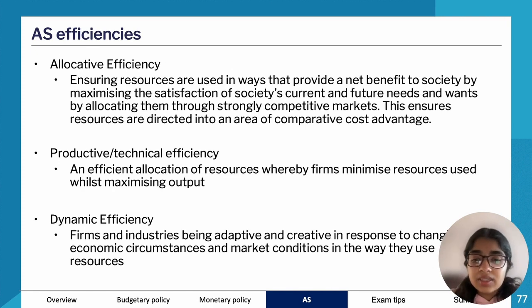Okay, so let's do a little bit of a recap on efficiencies, because these are very important and they often do come up in SACs or exams. So allocative efficiency, that's when we try to make sure that resources are allocated in such a way that they provide a net benefit to society. So they're allocated in such a way that they satisfy the needs and wants of society, but at the same time, they maximize living standards.